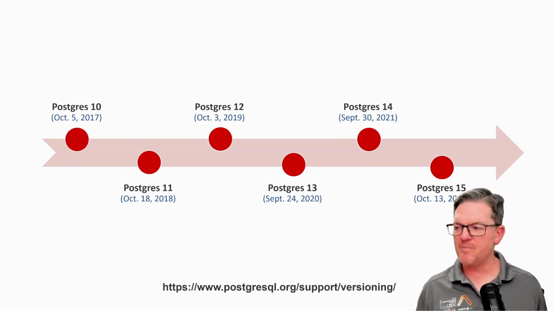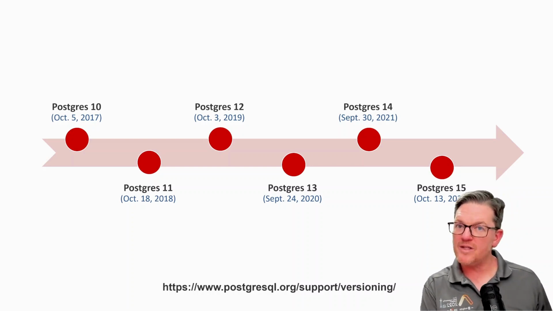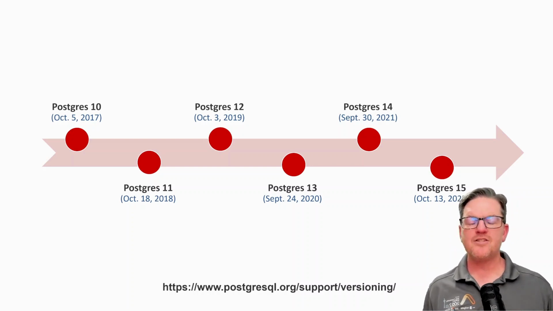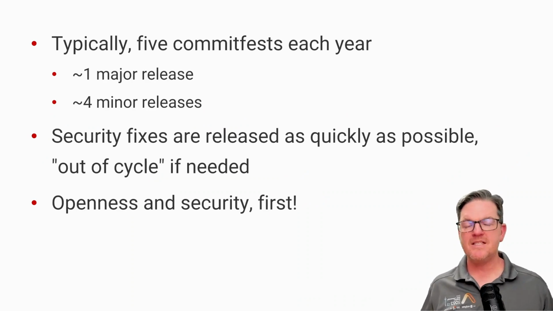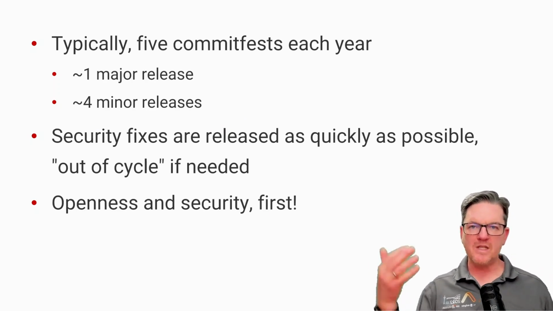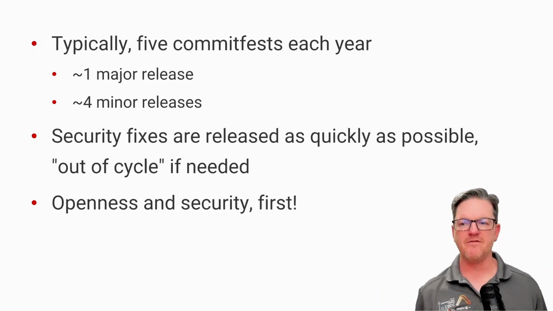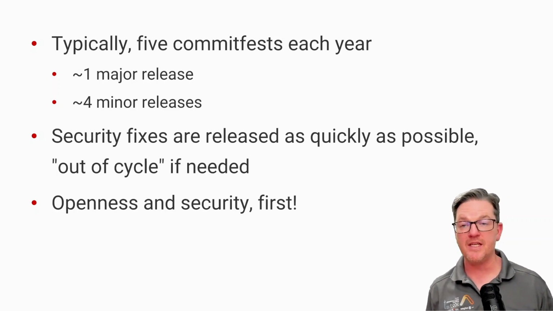Right now, they're targeting Postgres 16 for late fall, hopefully around October. And so the question was, what happens if there is a security incident and we need to have a quick patch? And I'd simply say this. Typically, again, I covered this in the first webinar, there are 5 what we call commit fests each year. One of those commit fests is really targeted at that major release in the fall, and then there's a cadence of 4 other minor releases throughout the year.